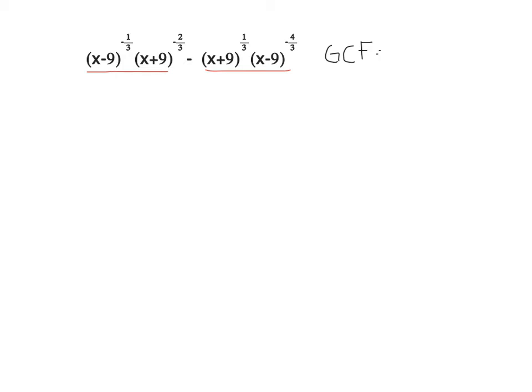One of them is x minus 9, and the other is x plus 9. Notice I'm leaving some room to get the exponents in there. Now out of the x minus 9s, we have a negative 1/3, and be careful because the minus 9 is the second one here, and a negative 4/3. So out of the two of those, we're going to select the negative 4/3 for the exponent.